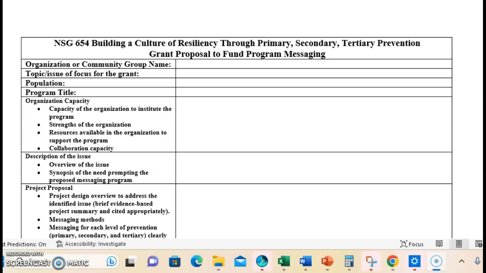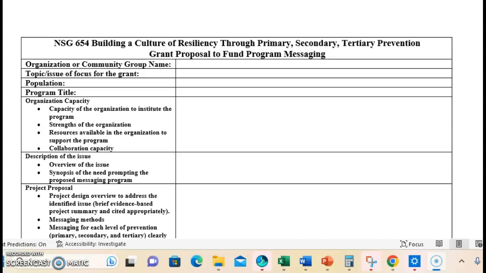Next, you will move into organization capacity. So I want you to think realistically here. What are the strengths of the organization? Who are the agencies that can partner with the organization to carry out this messaging? I want you to provide information on the description of the issue, including the significance, and so provide a synopsis of the need for health messaging for this particular population.